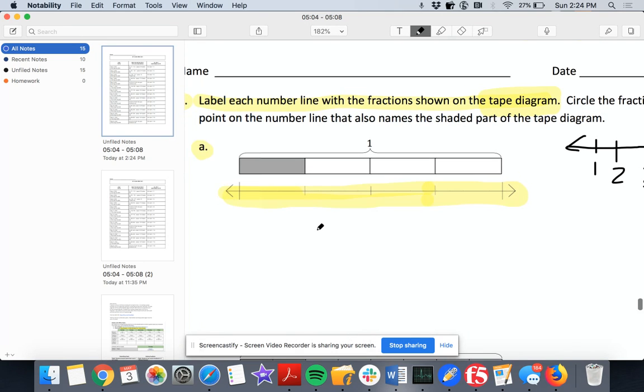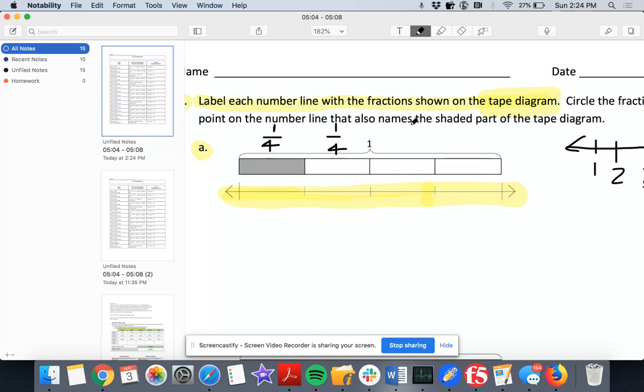So how do we find our unit fractions again? Well, we know that it's just 1 over the total number of pieces. So what are the total number of pieces in this tape diagram? Well, let's count. 1, 2, 3, 4. There are 4 total pieces. So each unit fraction represents 1/4 or 1 over 4.